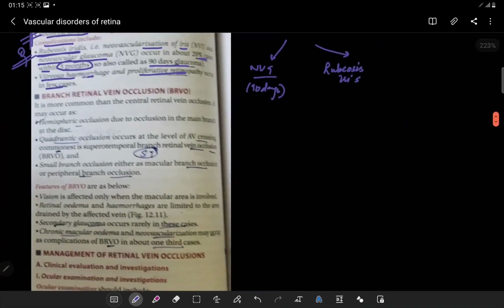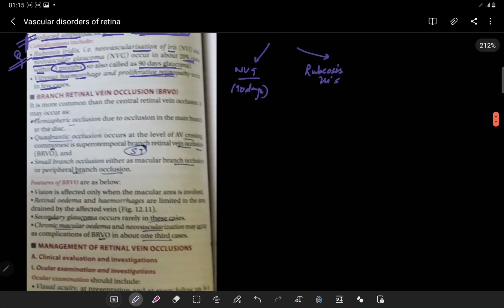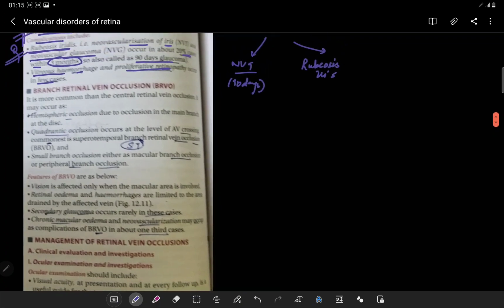Let's have some discussion on branch retinal vein occlusions. It says that it's more common than central retinal vein occlusions. So retinal vein occlusions are more common than retinal artery occlusions, and in that also we have the non-ischemic type, which is more common, and between them we have branch retinal vein occlusions being more common than central retinal vein occlusions.